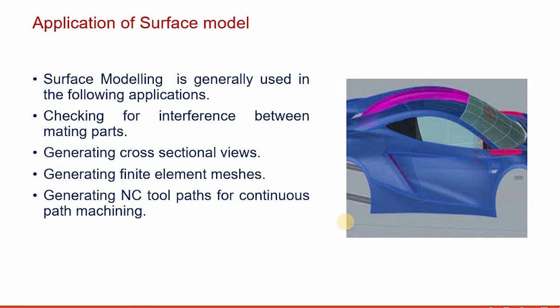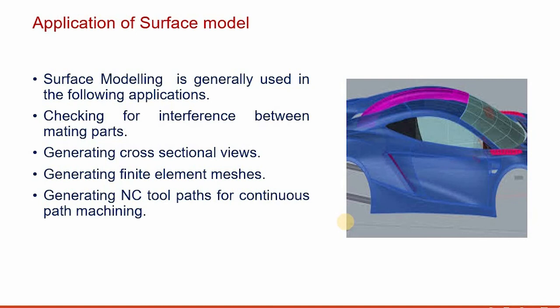If there are two mating points in the objects or images, whether interference occurs between the two mating points can be checked using the surface modeling property. In generating cross-sectional views, in surface modeling we can create the cross-sectional views. Finite element meshes can also be generated in surface modeling.